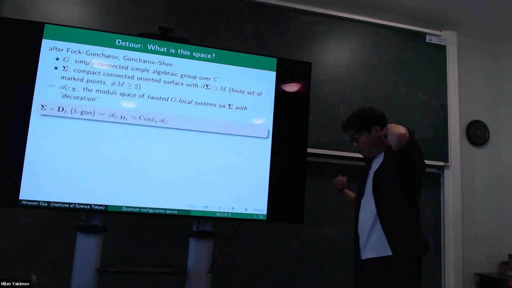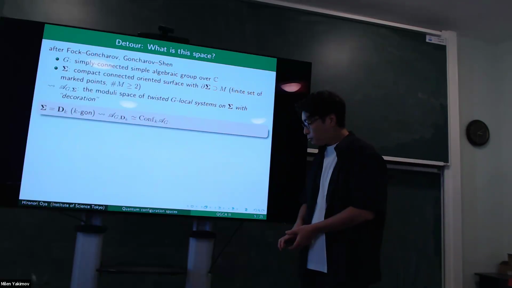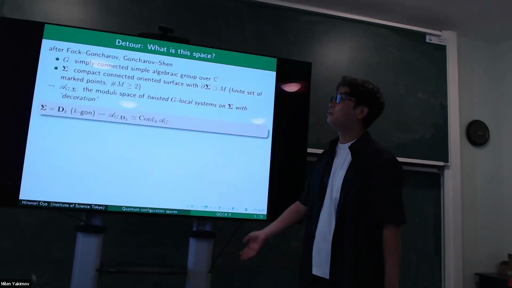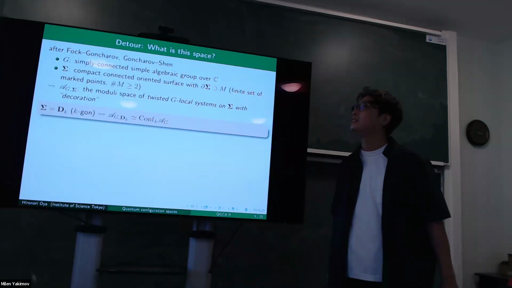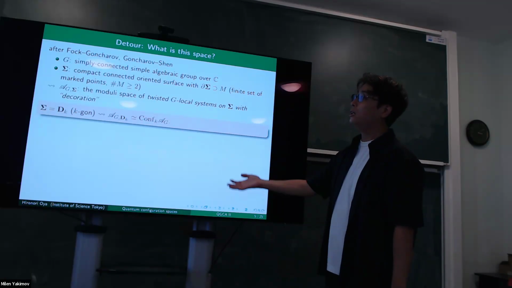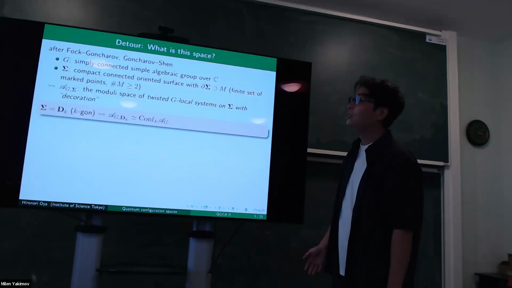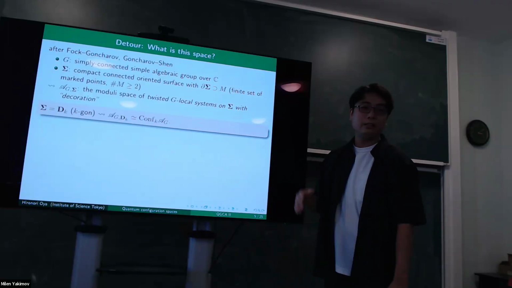Okay. And before moving on to the next contents, let me explain. So what is this? This kind of space appears in the higher dimensional Teichmüller theory, in the sense of Fock and Goncharov.